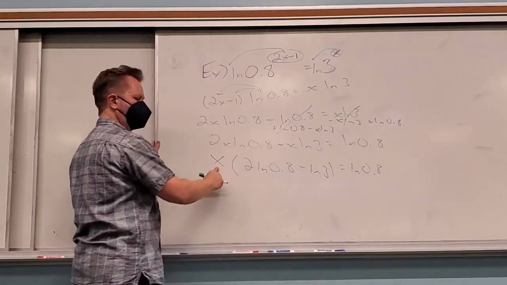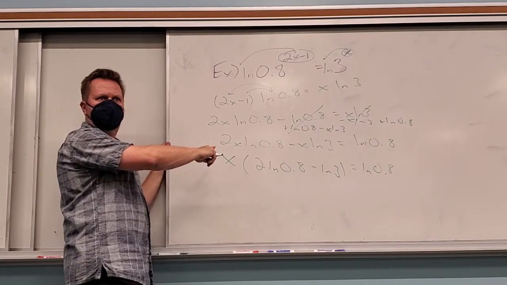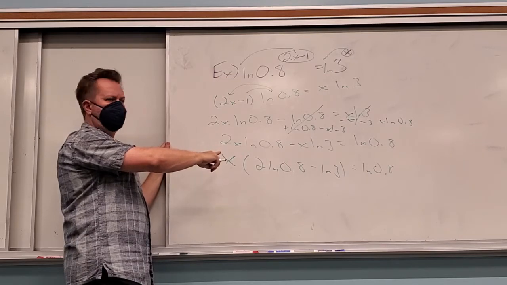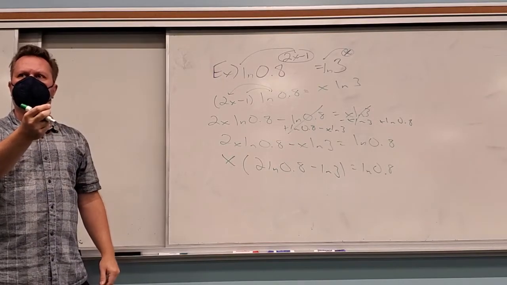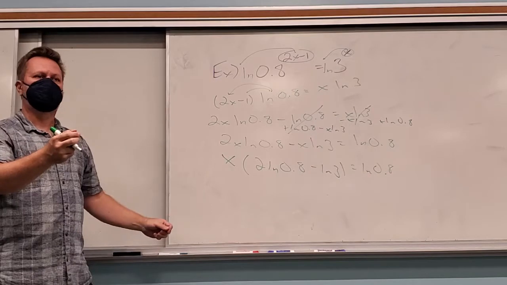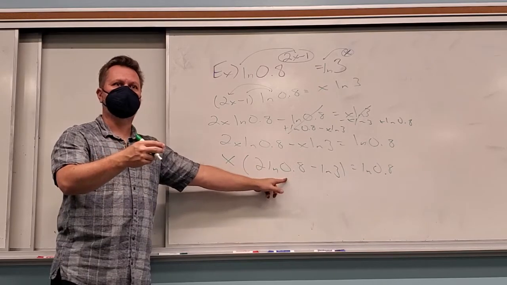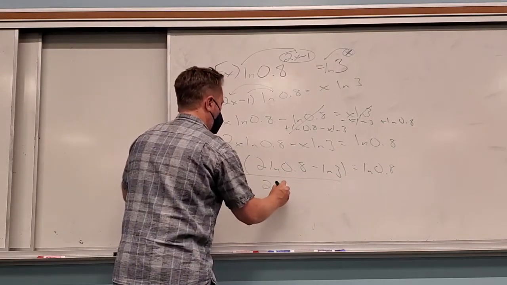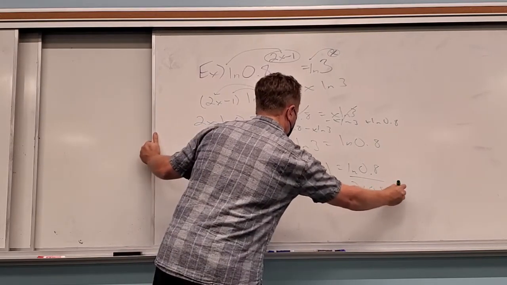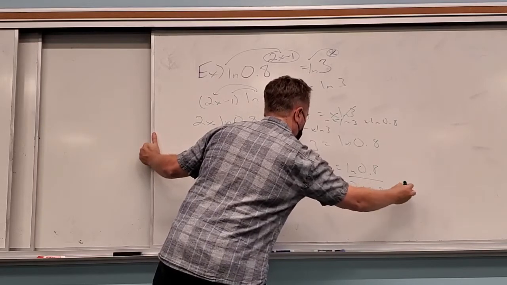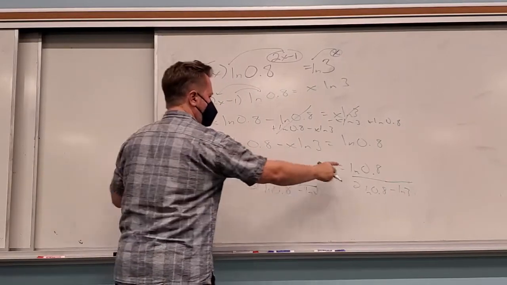Can't I just take an x out? Right? You just take an x out. And then how do I get x by itself? Why is it not by itself? Because it's x times stuff. So how do you get rid of this stuff? Divide by stuff, right? So I'm going to divide by this. So x equals this.